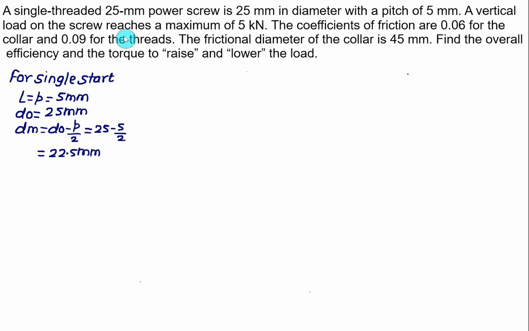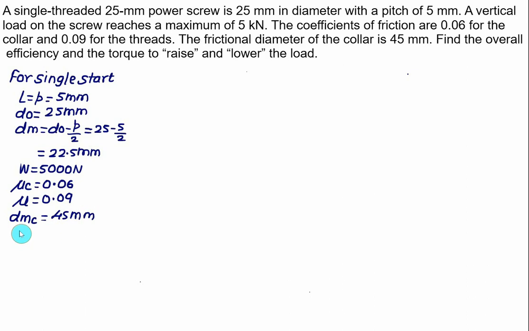The vertical load on the screw reaches a maximum value of 5 kN. So value of W is given as 5000 Newton. The coefficients of friction are 0.06 for the collar, so we have given the value of mu c equal to 0.06, and 0.09 for the thread, so we have value of mu equal to 0.09. The frictional diameter of the collar is 45 mm. So mean diameter of the collar is given as 45 mm.